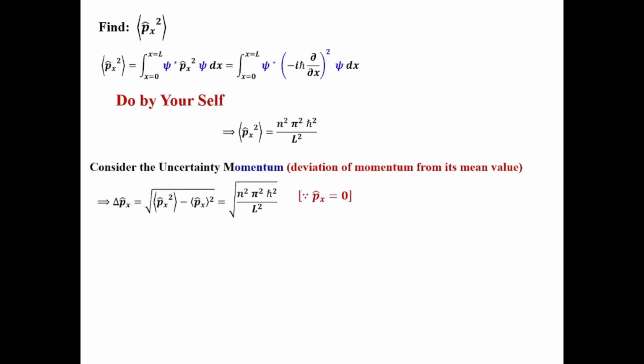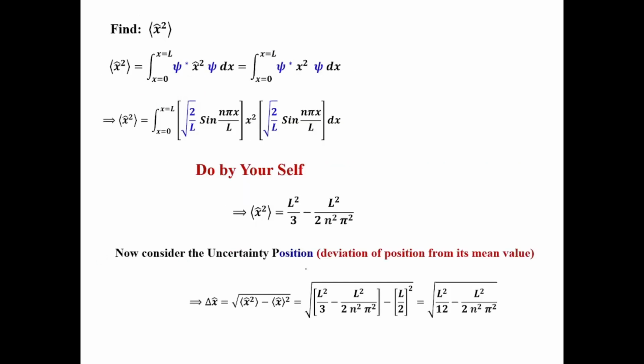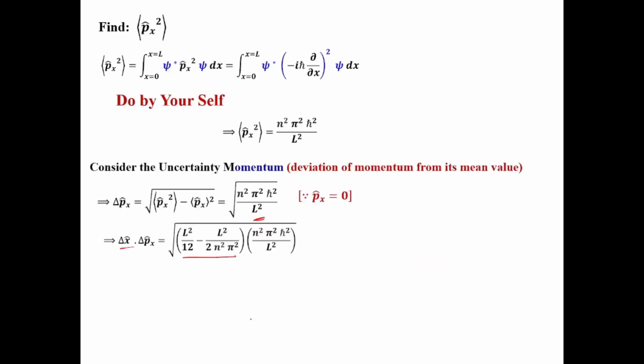Now you just multiply the uncertainty in momentum value by the uncertainty in position value that we found in our last slide. The uncertainty in position, or deviation of position from its mean value, has been written over here, and the uncertainty in momentum value has been written here. Now you just multiply this factor with this one.